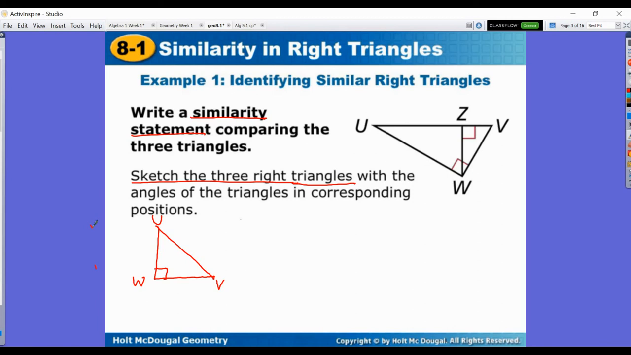All right, now let's get our medium triangle here. We should have a right angle there also. So we'll get our sketch, we'll break out our medium triangle. Okay, so we'll get this drawn out. Here comes our medium triangle.